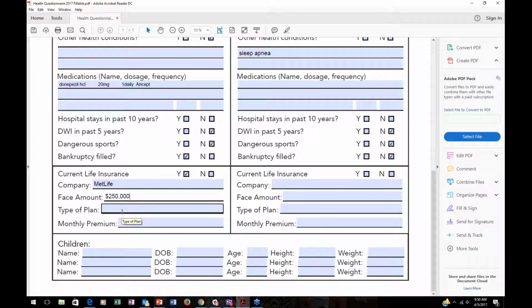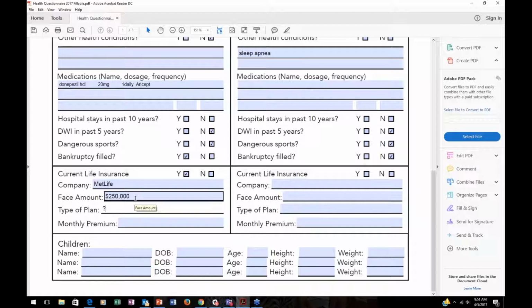You ask him, well, what type of a policy is that? He doesn't know. Great. When we meet, I'd like you to pull that policy out so I could do a policy review.